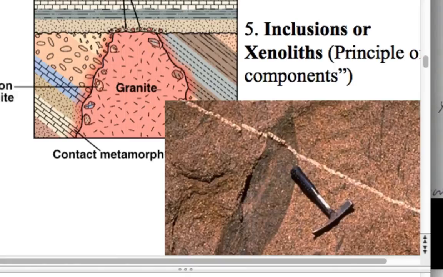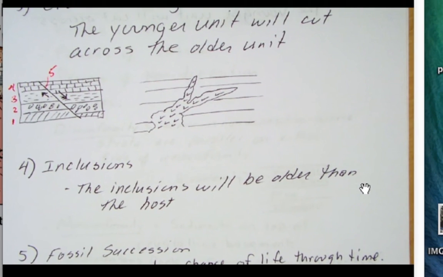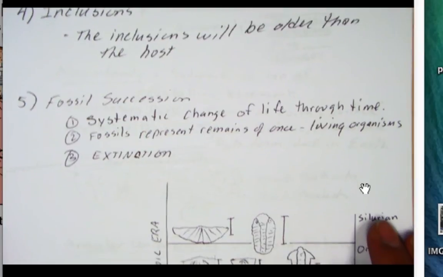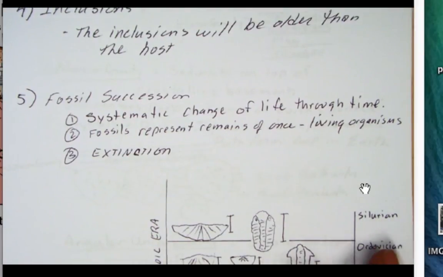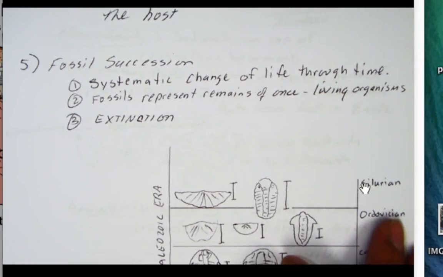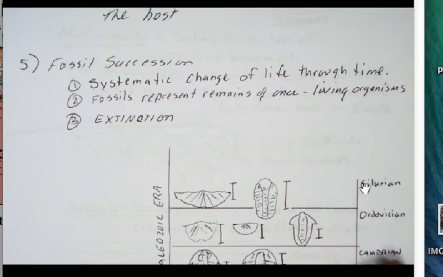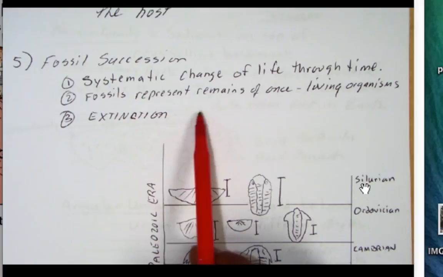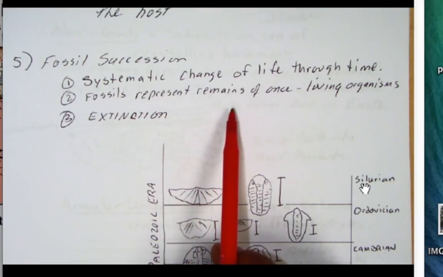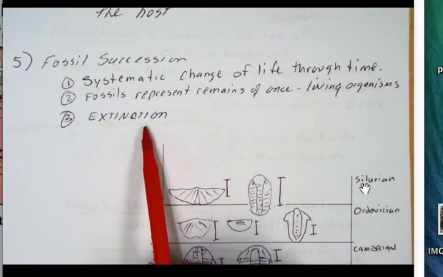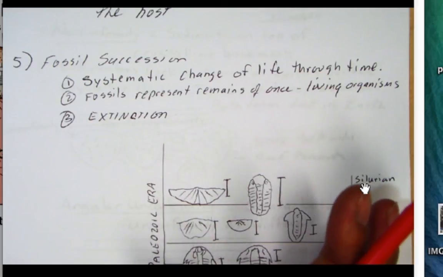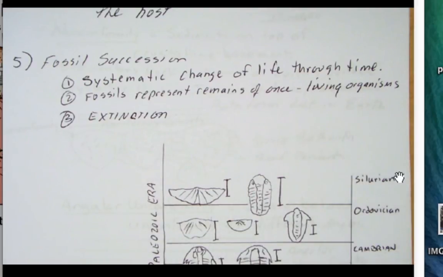Now, in terms of fossil succession, there are three points to make note of. Is that we know life has changed on Earth through time. There's been a systematic change of species through time. And remember that fossils represent remains of once living organisms. And the third is, once a species goes extinct, extinction is forever. No matter what Hollywood will tell you, we really can't bring back these species.